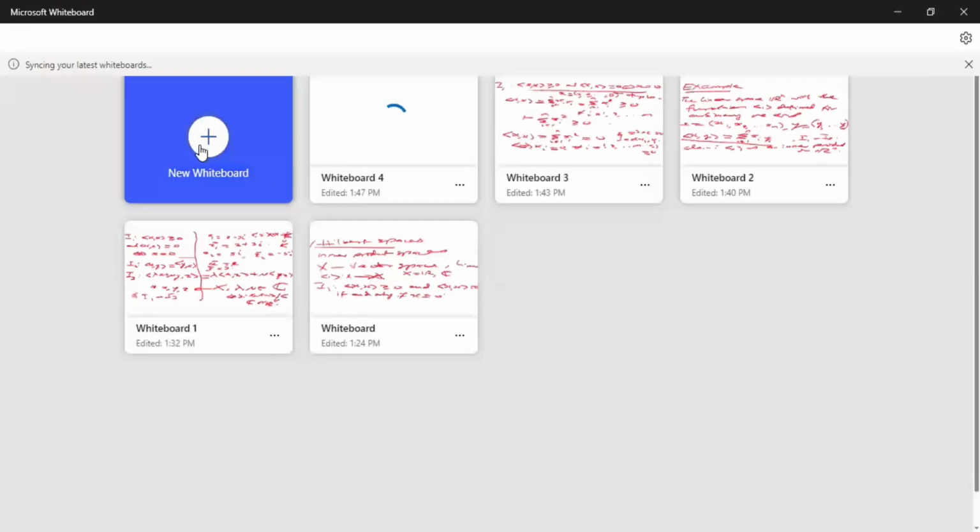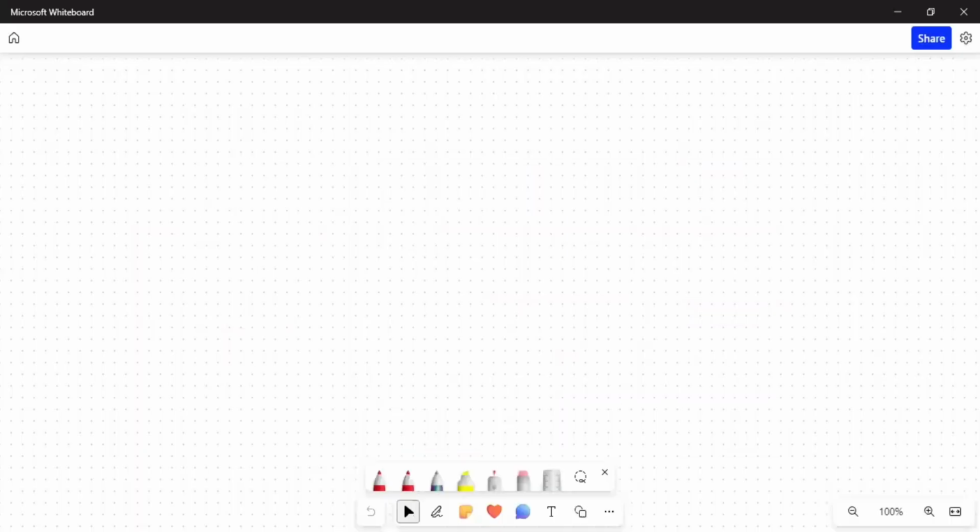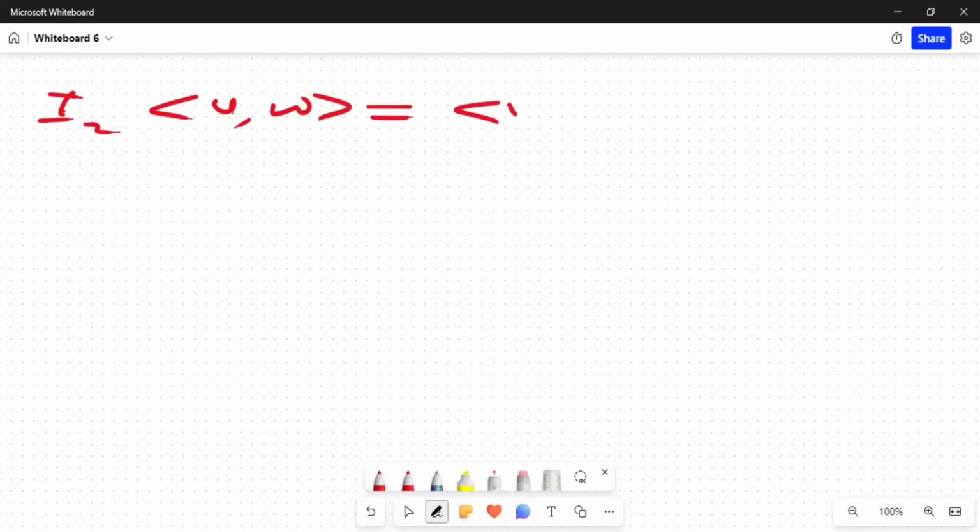Let's go for the second axiom now. Can you remember the second axiom? The second axiom is saying that the inner product of u, comma, w is equal to the conjugate of the inner product of w, comma, u. Is it not?